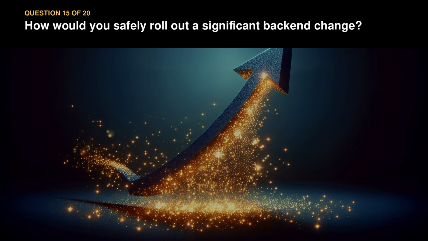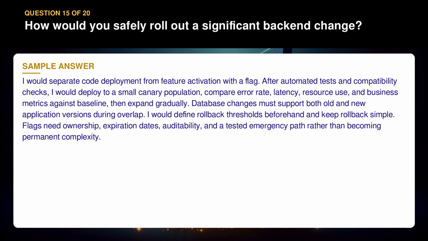Question 15. How would you safely roll out a significant backend change? I would separate code deployment from feature activation with a flag. After automated tests and compatibility checks, I would deploy to a small canary population, compare error rate, latency, resource use, and business metrics against baseline, then expand gradually.